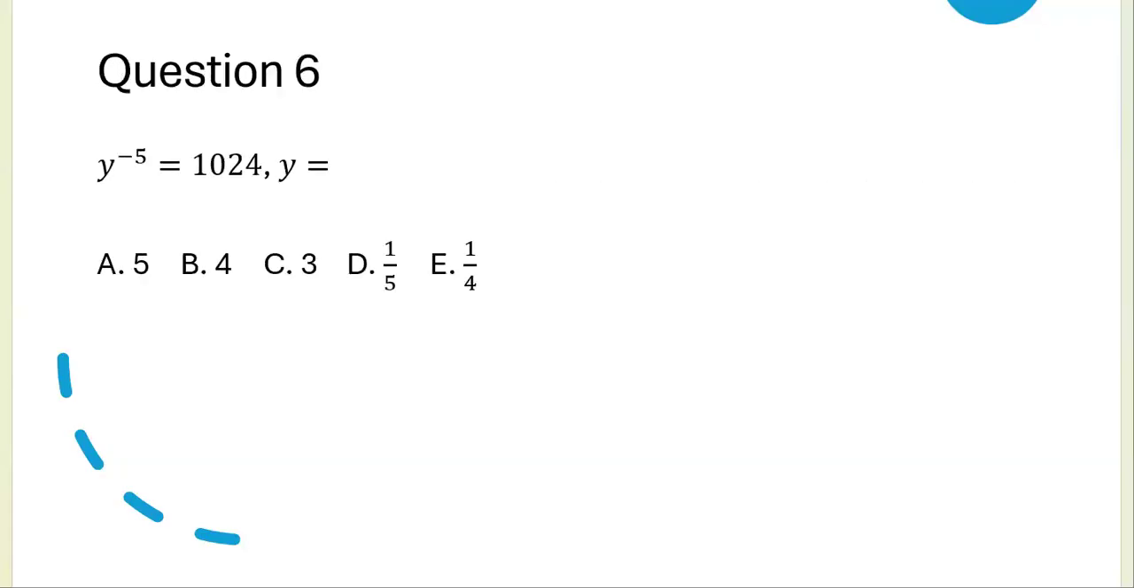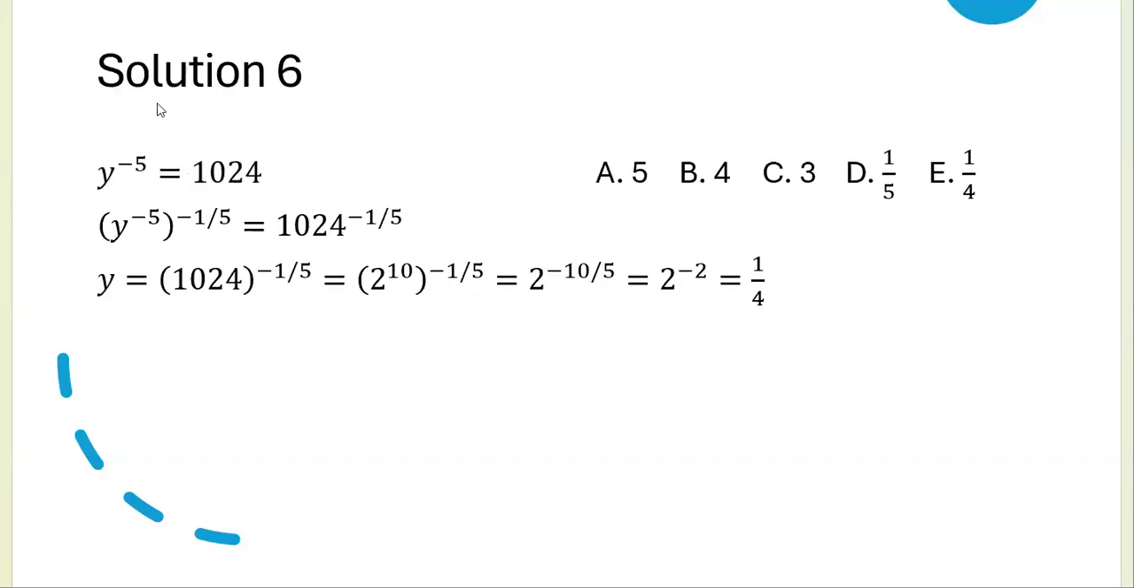Number 6, y to the negative 5 is 1024. What is y equal to? Especially since you're allowed a calculator, you can just exponentiate both sides to the negative 1/5 power because we're interested in y. So to get y on the left-hand side, you exponentiate by negative 1/5 power. So minus 5 times minus 1/5, that's just 1. And then 1024 to the negative 1/5 power, you can put that into your calculator. That's 1/4, which is E.